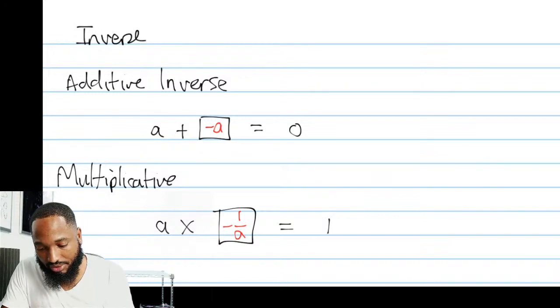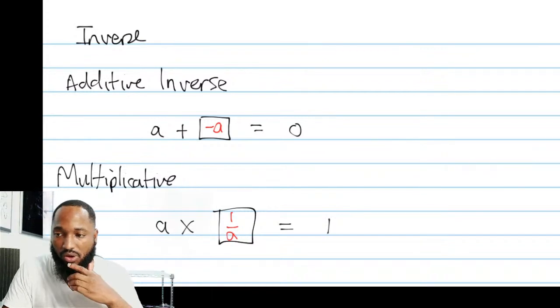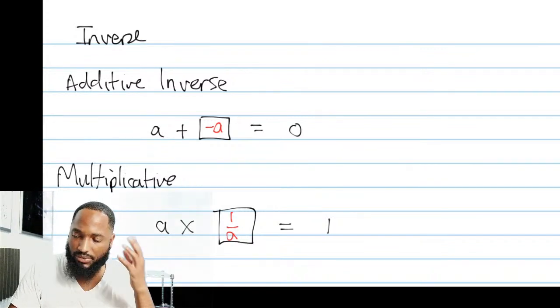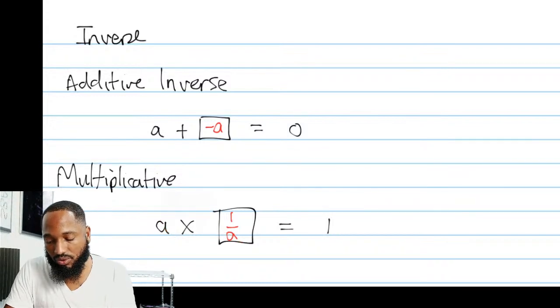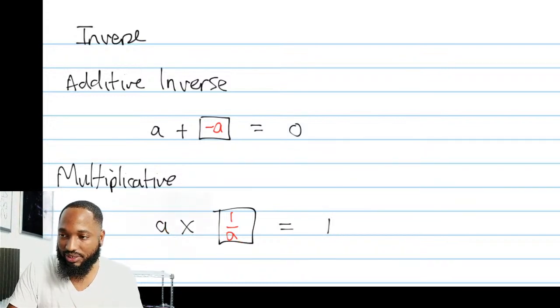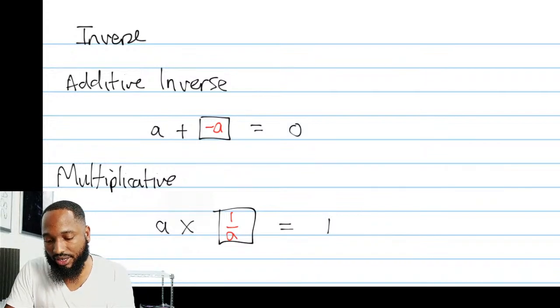Oh, negative here. I was distracted by Videsh. So this is 1 over A, because this will cancel and I will pop that. So we have the multiplicative inverse, the additive inverse. Inverse should be written here.